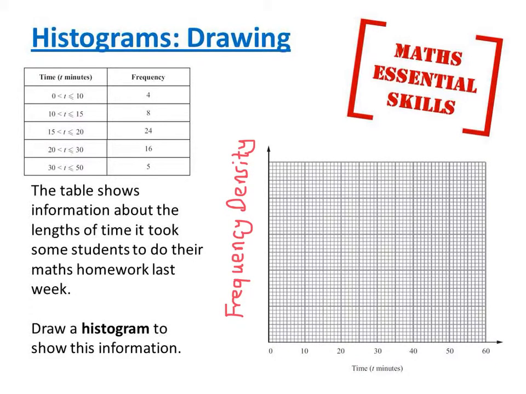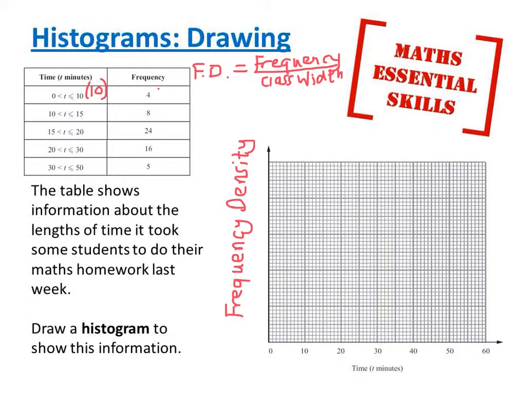So we need to know how to calculate frequency density, and the good news is it's a very easy calculation to work out. Frequency density is frequency divided by the group size or the class width. So on this first part of the graph between 0 and 10, the frequency is 4 and the class width, and by that I mean the size of the group that these 4 people belong to, the size of that group is 10. I'll just write that in brackets there.